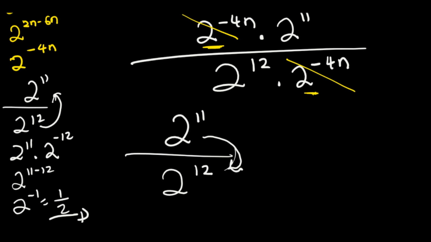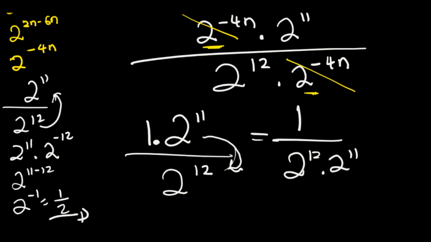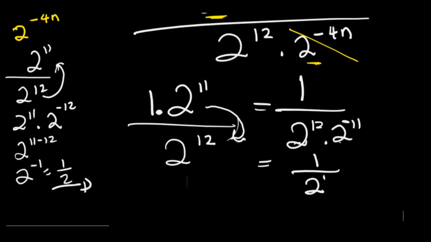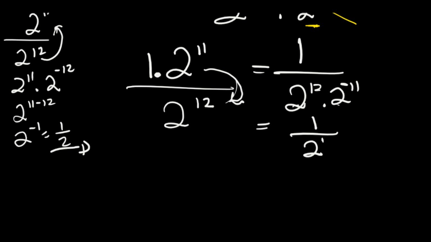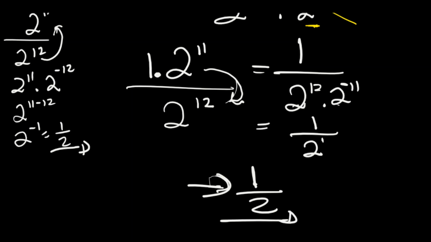But as I said, I'm just going to take the 2 to the power of 11 downwards. So I'm going to have 1. There's 1 here that you can't see. So it's multiplied by 1, divide by 2 to the power of 12 multiplied by 2 to the power of 11, right? But it's negative because it was positive at the top. So same base, add exponents, you're going to have 1 over 2 to the power of 1. So that's the answer. The answer is 1 over 2. That's your final answer for this problem here.